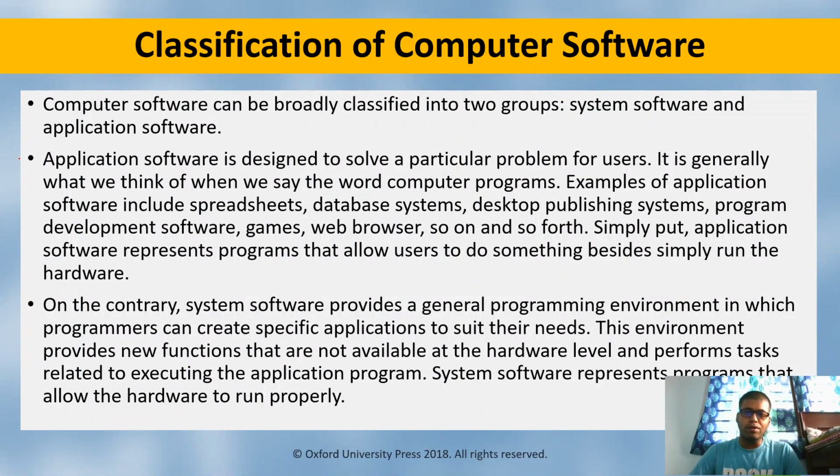Now, classification of computer software. As I mentioned in the previous slides, there are two types of software. One is application software, another is system software. Application software does some specific tasks. Suppose Excel, a spreadsheet, does jobs related to the spreadsheet. It cannot do a music player's job, it cannot create games, or we cannot browse the web using Excel.